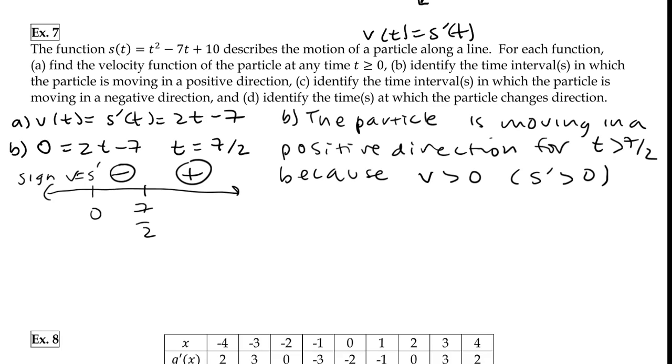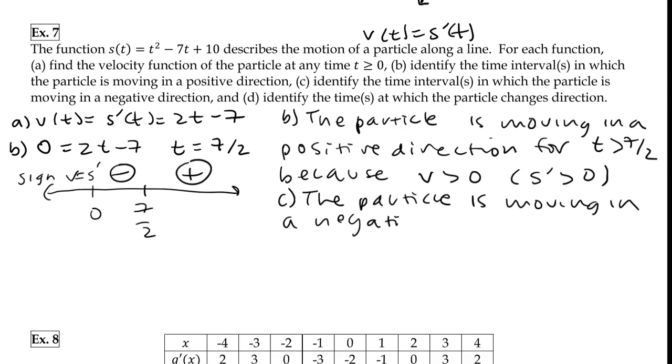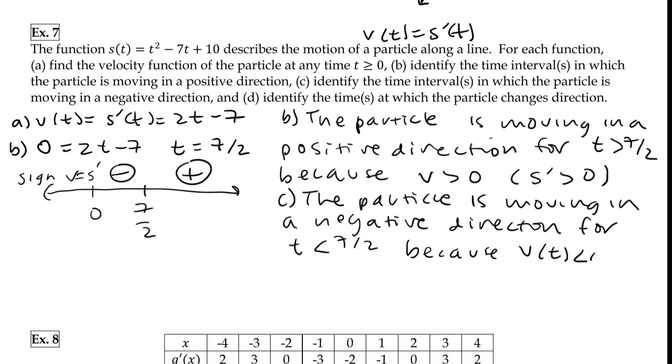Okay, C, identify the time interval in which the particle is moving in a negative direction. Okay, the particle is moving in a negative direction when, look at your chart over there, for t less than 7/2. How do you know? Because velocity is less than 0, which is also s prime.